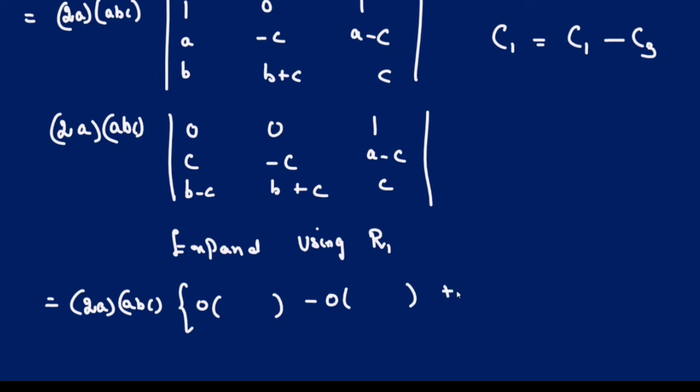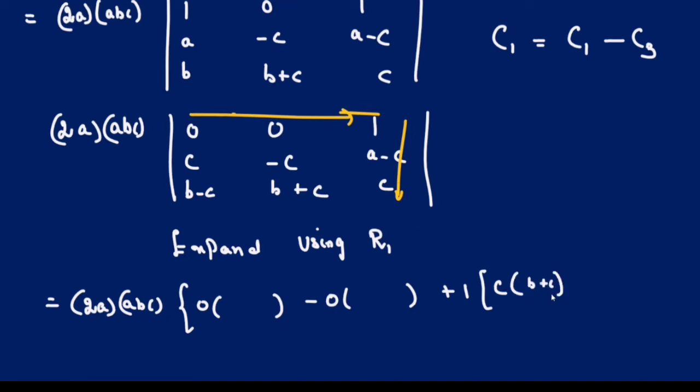Okay, plus 1 into, what is the minor? This one, right? For 1, so write that C, I cross multiply. I'm just cancelling this row, and this column I'm cancelling. So I get this. So you will get now C into B plus C, minus of, put one minus sign, B minus C into minus C. This minus sign is very important. So C into B plus C minus B minus C into minus C.